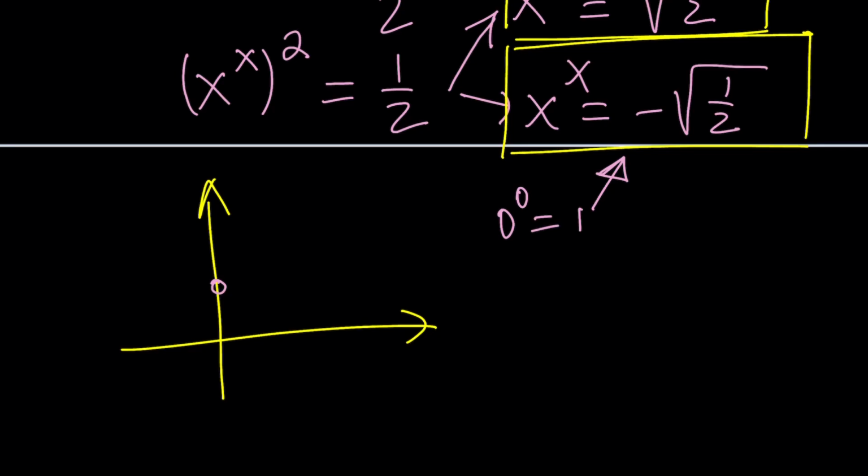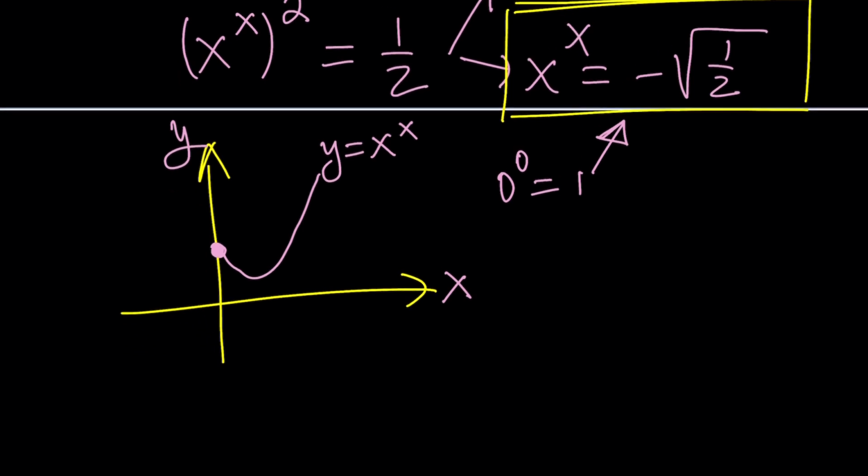So when you graph y equals x to the power x, it kind of looks like this. But that's not an open dot, that's a closed dot, okay? Because 0 to the power 0 is 1. At least that's what I believe. All right, so now notice that x to the power x cannot be negative. I mean, there's no way, right?